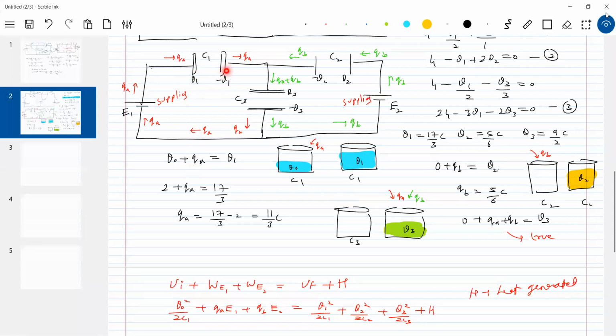Sir, I'll consider this terminal. Why did you take this? You can do that also. So what is the equation for this negative terminal you are going to write? Minus Q naught was the charge, and charge left, minus QA, will become equal to minus Q1. If you want to write even for the negative terminal, you can write it.